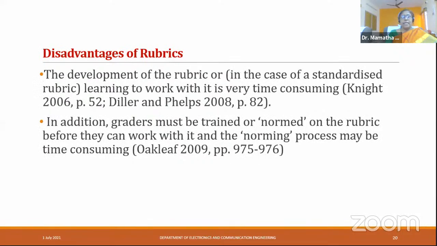Coming to disadvantages of rubrics. Do you think there are any disadvantages of rubrics? Yeah, of course. It is because you need to spend time to develop a rubric, right? It involves some time. And then whoever is using it should be trained how to use it. So these kinds of small disadvantages are there. Okay, it's not major but small ones.